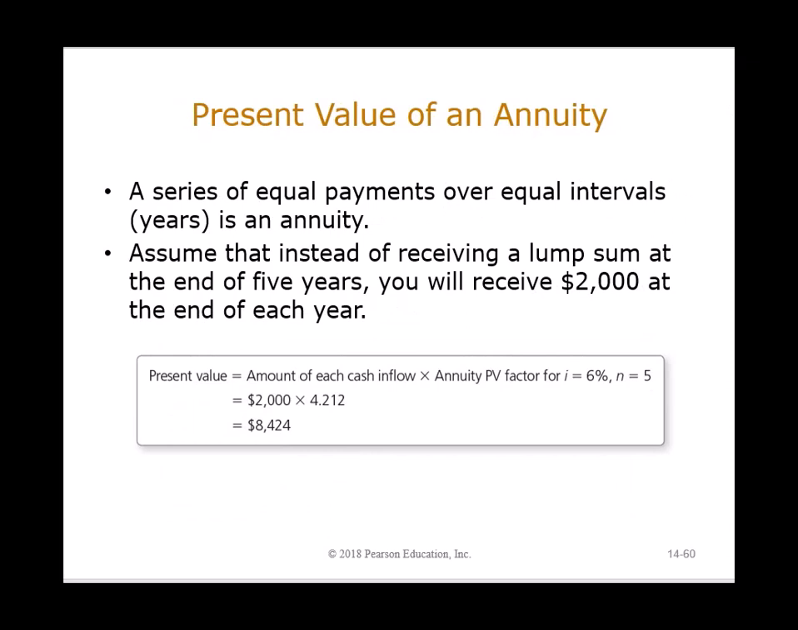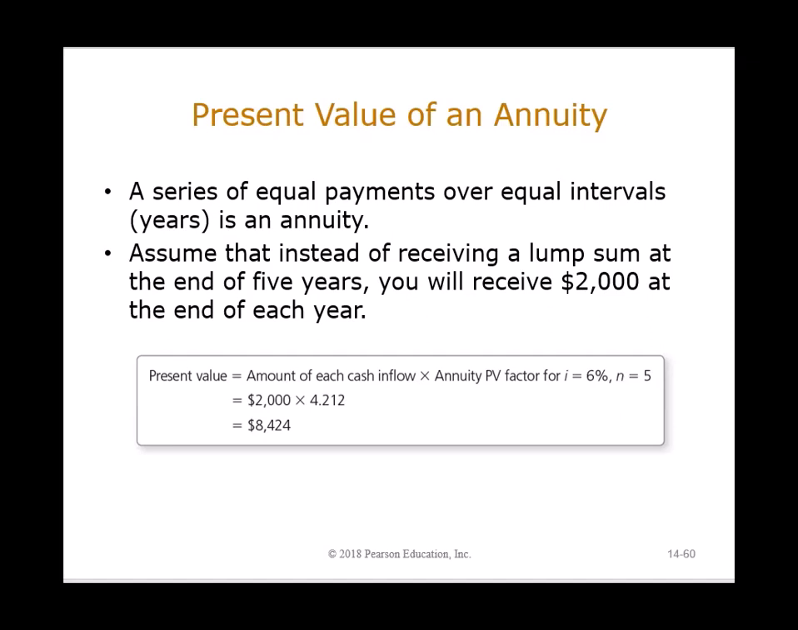Now let's look at how we'll do the same thing with an annuity, okay? Now the only thing different between a lump sum and an annuity is that we are going to be receiving a series of payments. It's not just a one-time thing. It means that we are going to be receiving that amount over and over multiple times. That's what makes it an annuity, okay?